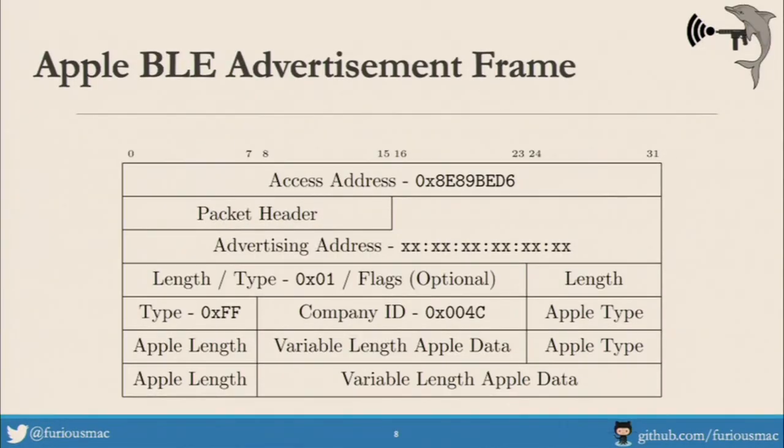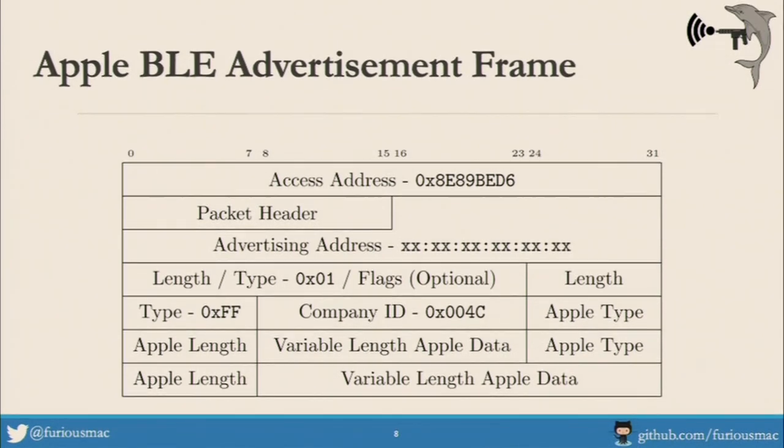So this is what a general BLE advertisement frame looks like. So I just want to point out a couple things. Every single advertisement frame has a company ID that is related to the manufacturer. So for Apple, it's hex 4C. So that allows us to just filter specifically on Apple frames.